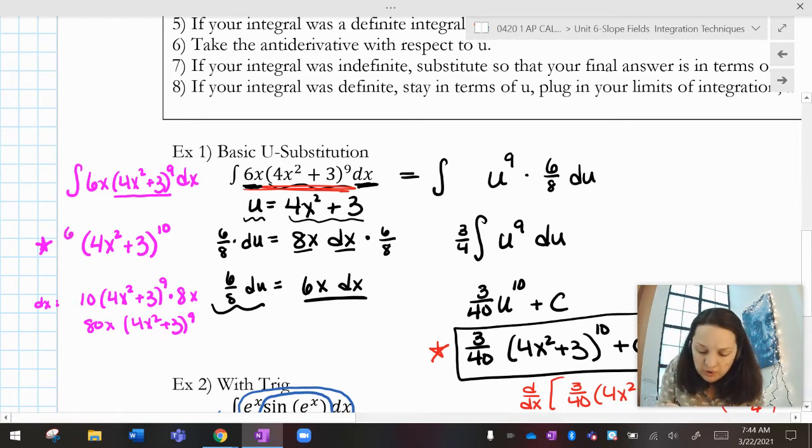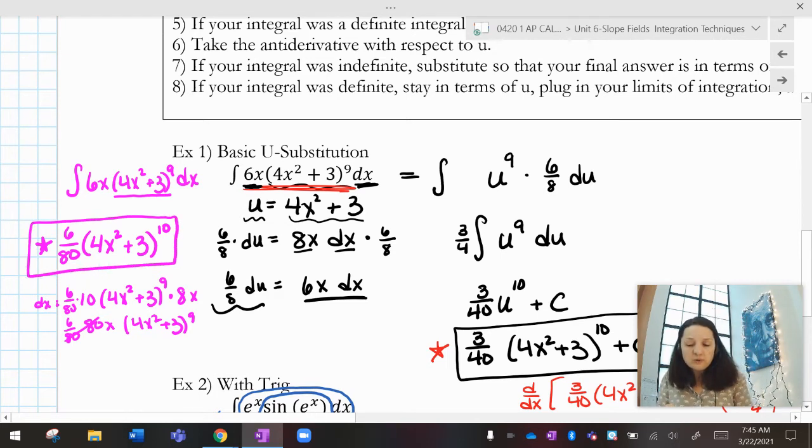So maybe I just put a 6/80ths in front, which would put a 6/80ths in front of here when I take the derivative, because a coefficient is just going to come along. My 80s cancel. 6x times (4x² + 3)^9. So the antiderivative is 6/80ths (4x² + 3)^10. 6/80ths is the same as 3/40ths.